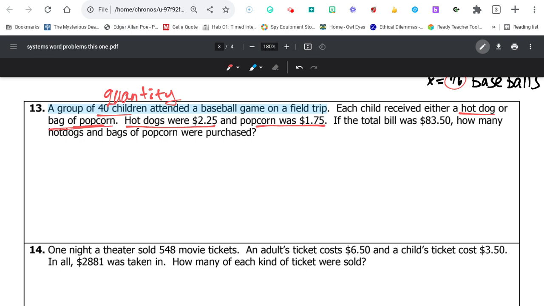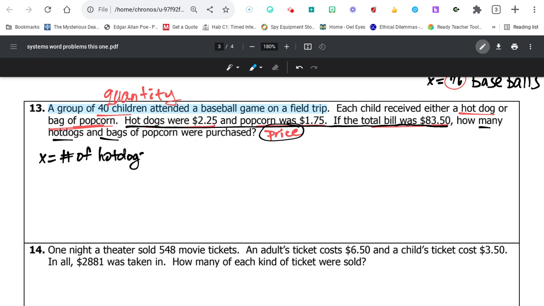Because it's dealing with price, this would be a price equation that I write right here. And then the total bill was $83.50. So the ones I have, let me put them in black. What I'm underlining in black will be one entire equation because all of that is dealing with price, okay? How many hot dogs and bags of popcorn were purchased? So let's let X be the number of hot dogs. And let Y be the number of bags of popcorn.